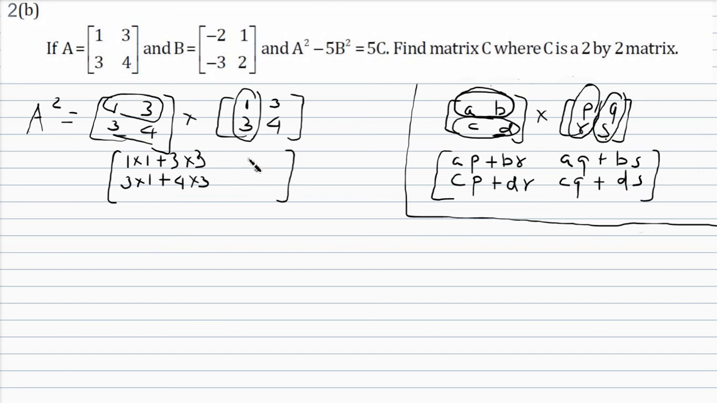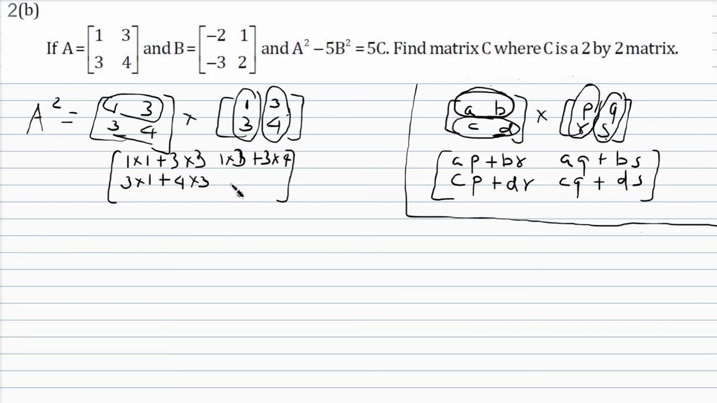Now we come to the second column, but again the first row. So again we'll be multiplying the first row into the second column out here. So it will be nothing but 1 into 1, 1 into 3 plus 3 into 4.